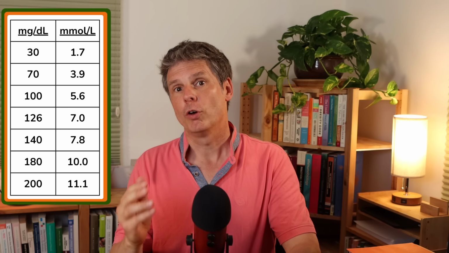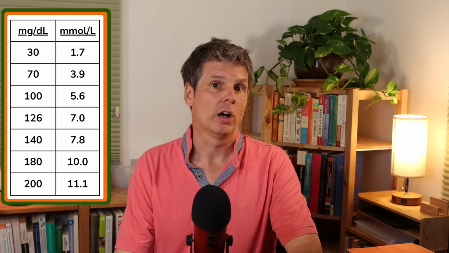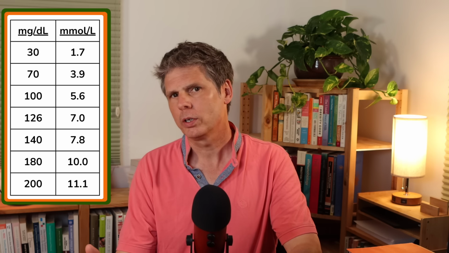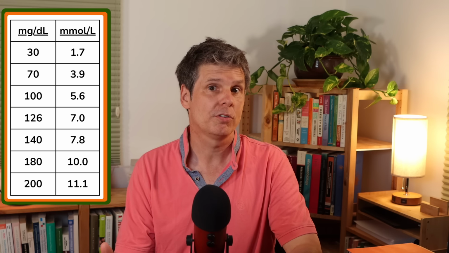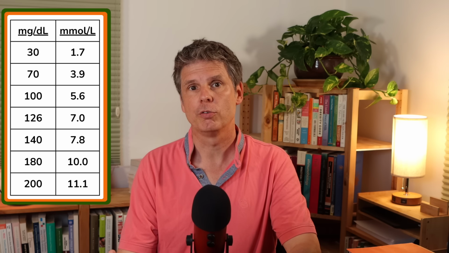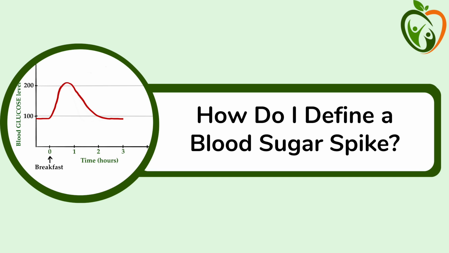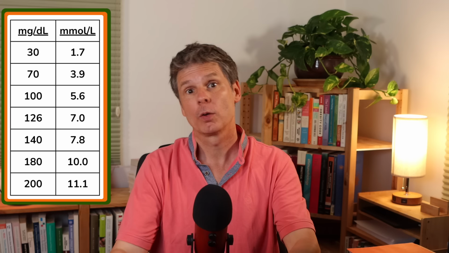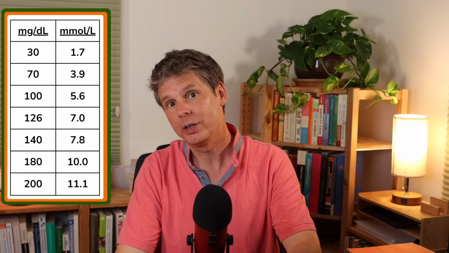Okay, so if small bumps in blood sugar are not abnormal and dangerous, what kind of glucose response to a meal is abnormal and associated with an increased risk of chronic disease? Let's discuss how I define blood sugar spikes. Well, one thing we need to be clear about is that we currently don't have a clinical definition of blood sugar spikes. In other words, you could not be diagnosed as having blood sugar spikes.